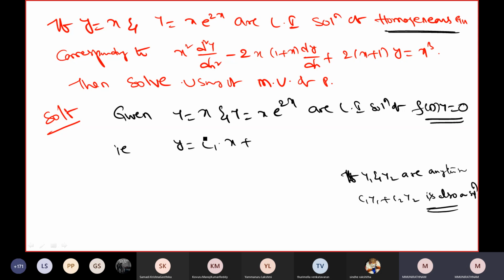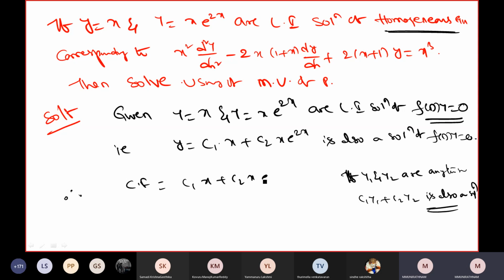Okay, no problem. So if y1 is x, y2 is x into e power 2x are any two solutions, then y equal to c1x plus c2x e power 2x is also a solution of f of d into y equal to 0. So therefore CF is c1x plus c2x e power 2x. So step 2 is over. CF direct ఇచ్చేశాడమ్మా. Now step 3. Step 3 is what?